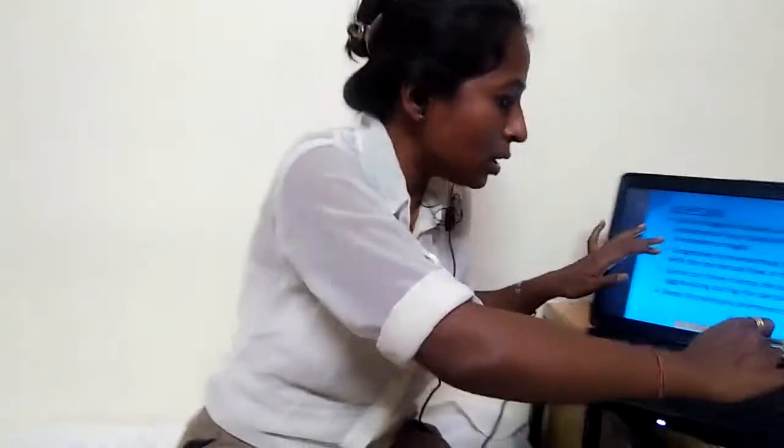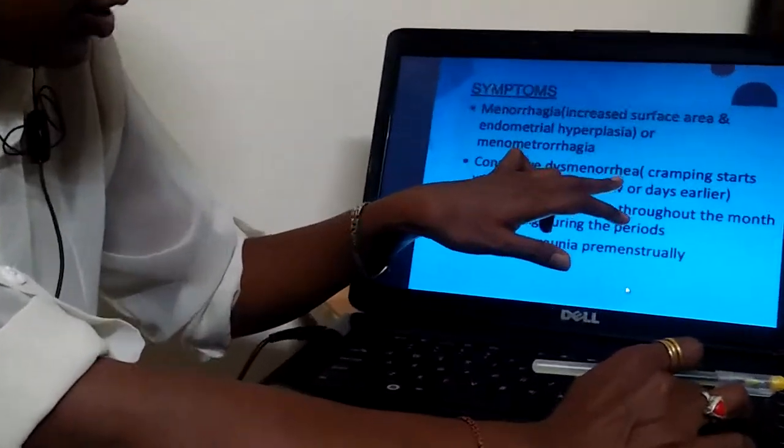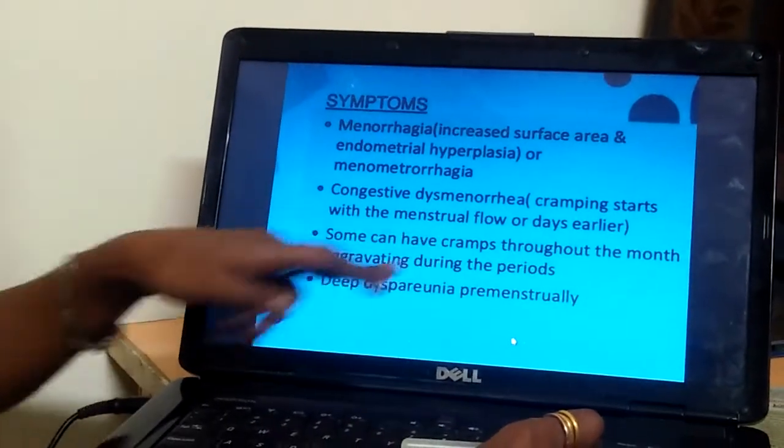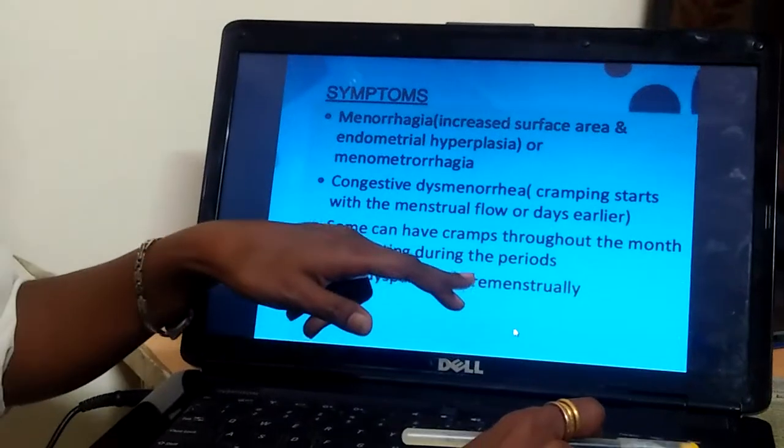So the female is going to say that the menstrual cycle is normal, but there is excess bleeding or excess duration, or both. The reason the bleeding is more is the increase in surface area. In adenomyosis the surface area is more, so it leads to more discharge. Then there is congestive dysmenorrhea, that is cramping with menstrual flow or days earlier, or some cramps throughout the month aggravating during the period, and deep dysmenorrhea premenstrually.